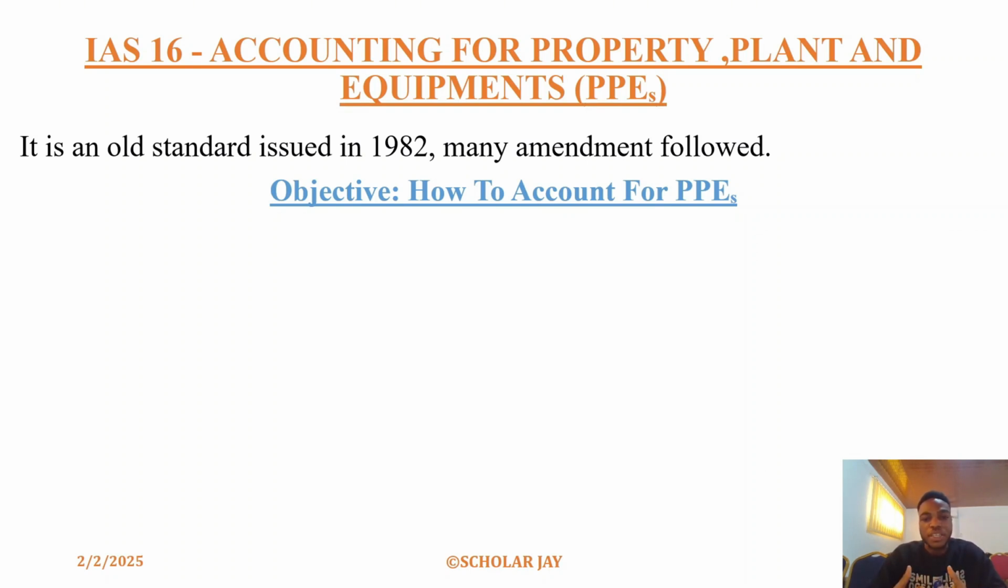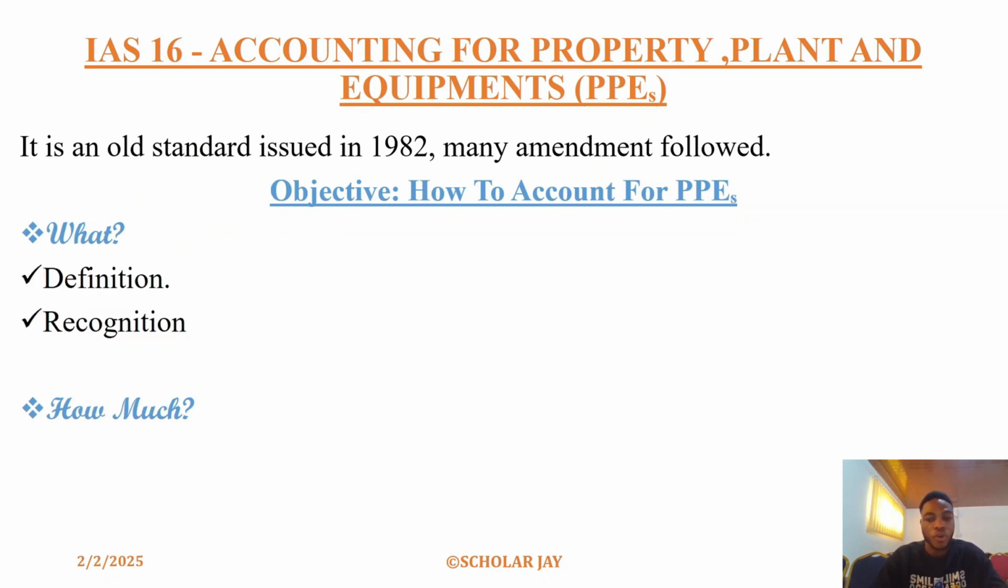So if it is issued to help us account for PPE, the question is, what issues does it address? So we are basically going to focus on two issues here: what and then how much. When you talk about what, it has to do with two things, that is the definition and then the recognition. When you talk about the definition, there are instances where some items appear to be PPEs, but they are not PPEs, okay? So this standard will help us understand which items fall under PPEs. Are you with me? And then recognition is saying that at what point do we show this in the statement of financial position? Are you with me? So this standard will help you appreciate this concept very well.